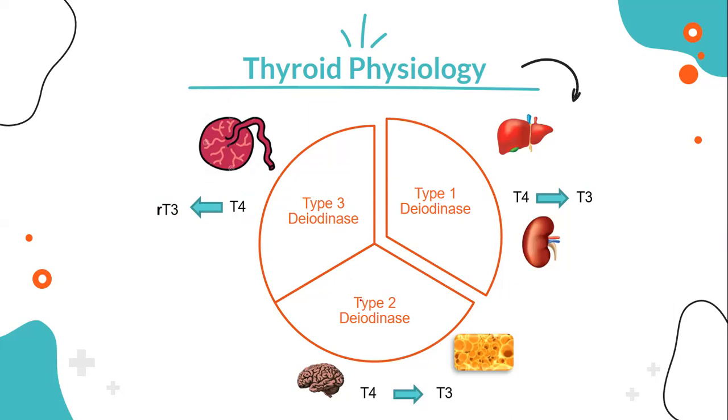The type 1 and type 2 enzymes take away one iodine, as I told you, right? But they take away an iodine from one specific position, which is the fifth position. And this one also takes away one iodine, but from a different position. So it turns the T4 into an RT3 molecule. What does the R stand for? Does anybody know what this R stands for?